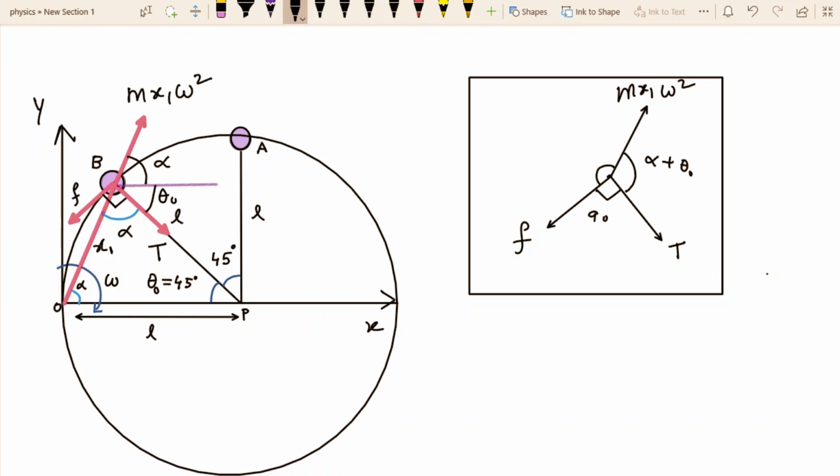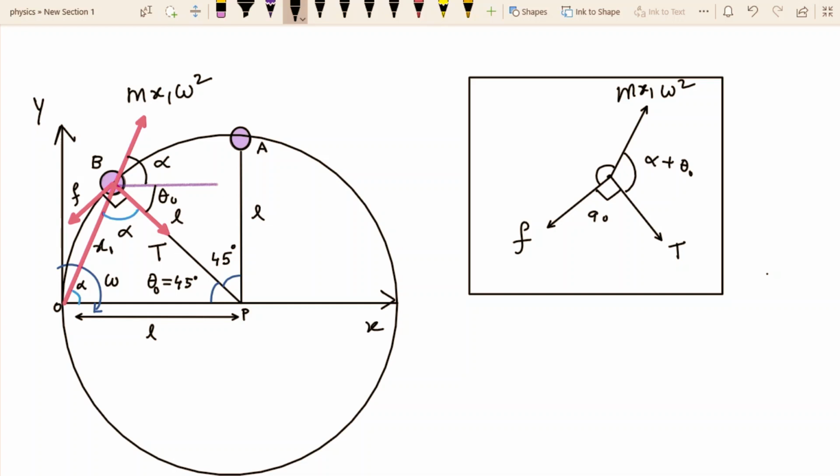Alpha is the angle between BO and BP, that is alpha. Why? Because the triangle OBP is an isosceles triangle. You can clearly see that BP and OP are of the same length, so the opposite angles are equal. I am taking those equal angles as alpha and alpha, and you can clearly see that point in the diagram.